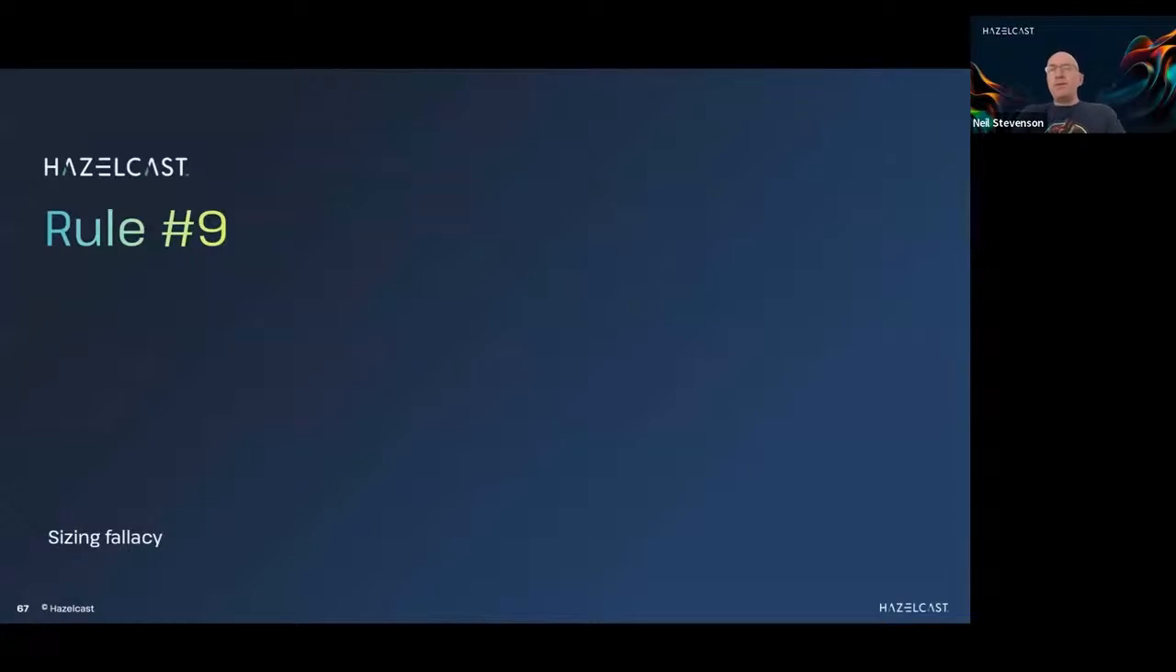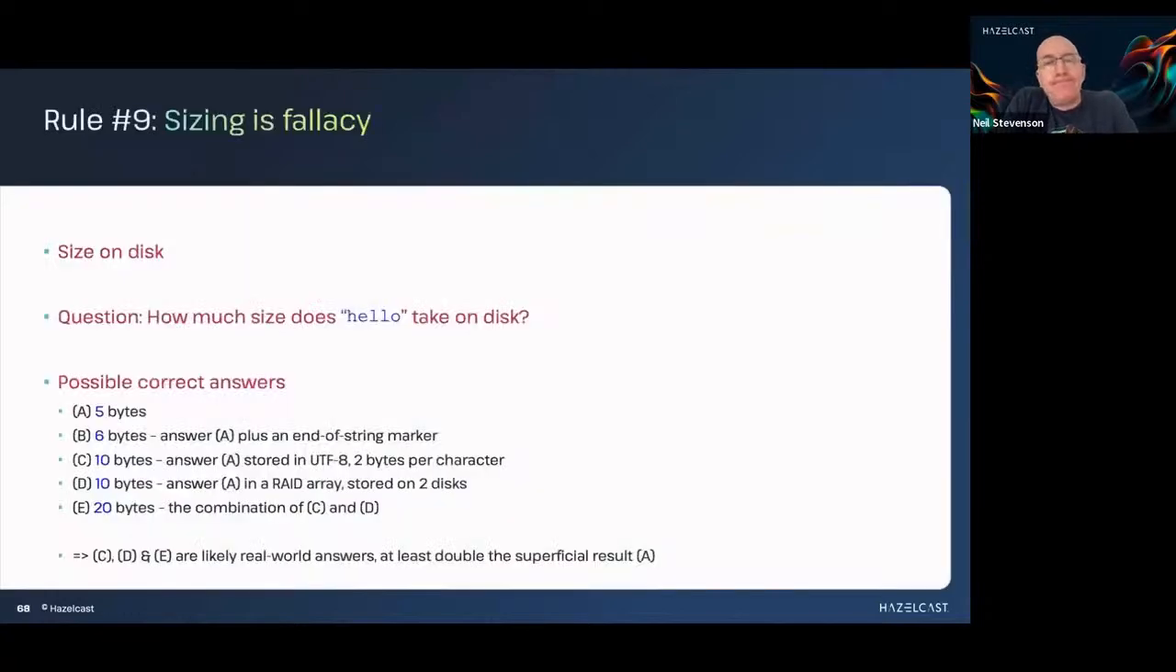So on to rule number 9 now. Sizing is a little bit of a fallacy. Right at the start, we had the string hello, and I said it's not particularly big. Well, how big is it? And it's like, well, 5, obviously. But no, not actually 5 necessarily, because you can see 5 letters there, H, E, L, L, and O. But if it was a string, there'd maybe be an end of string marker. Or it might be you're storing them UTF-8, so that's 2 bytes per character.